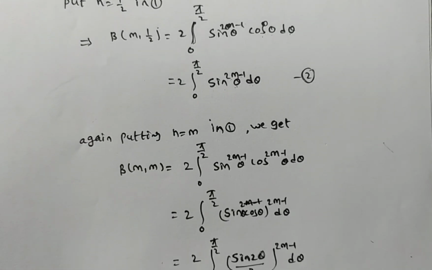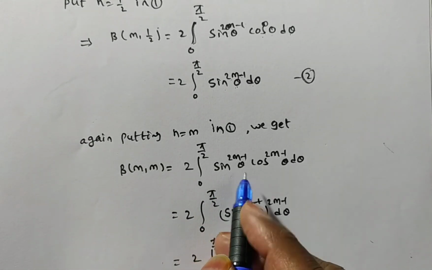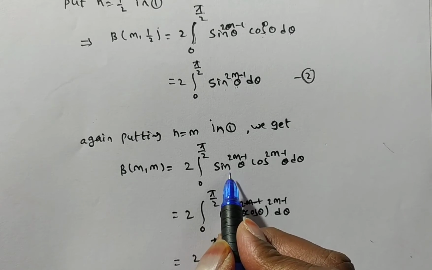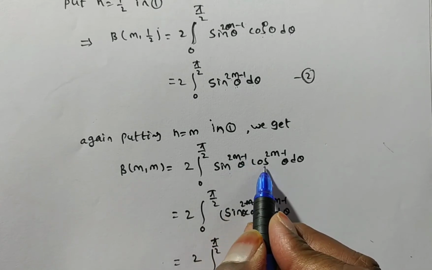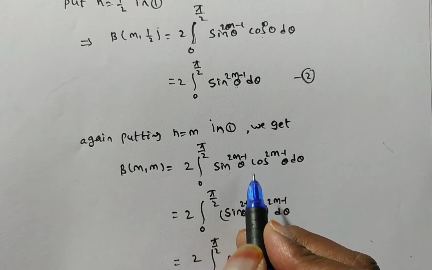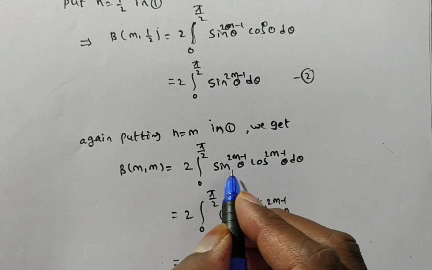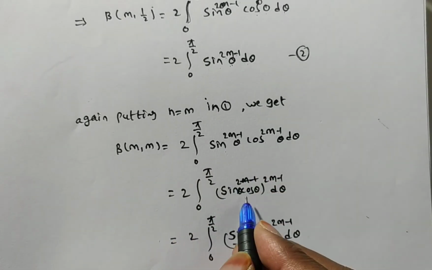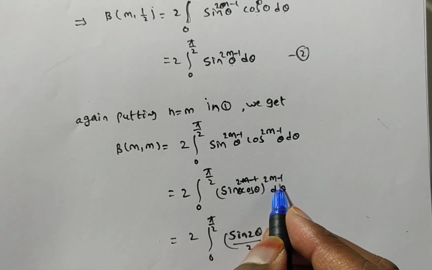You see, friends, now I have written the term here. If you consider both x power 2m minus 1 and y power 2m minus 1, you can write xy power 2m minus 1, yes. Both have the same powers, so you can write the product of these two. That is nothing but sine theta into cos theta power 2m minus 1.